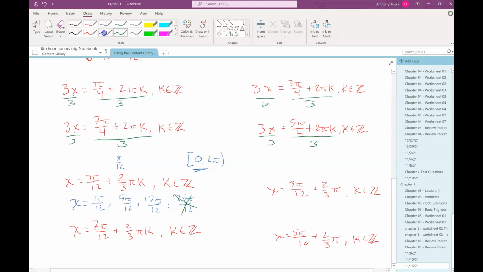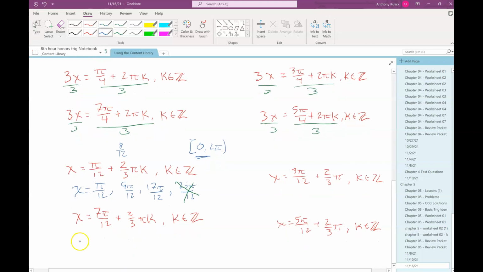So we found all of the solutions from the first answer. Now we'll move to the next one. So 7 pi over 12 plus 8 pi gives me 15 pi over 12. That's still good. That's less than 2 pi. Add another 8/12 gives me 23 pi over 12. That one's still good. The next one would be 31 pi over 12. Oh, that's too big.